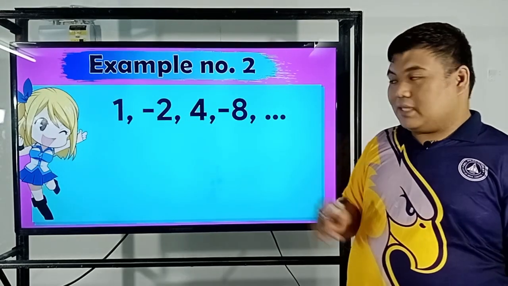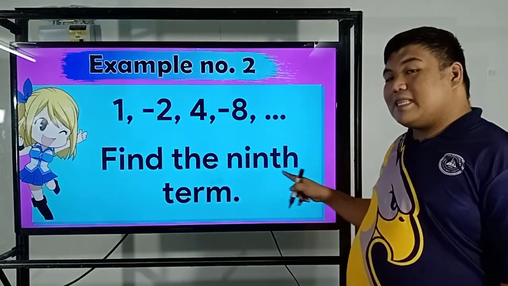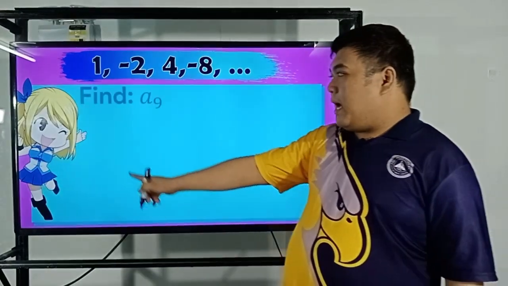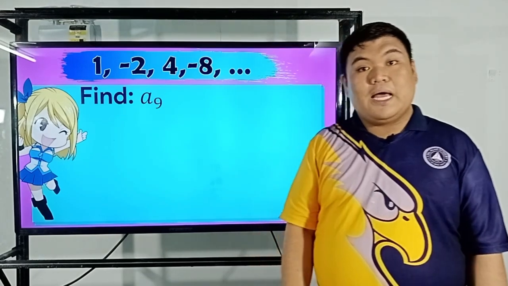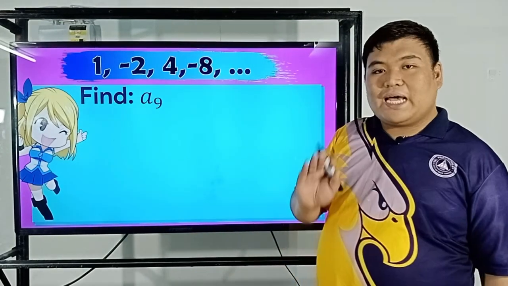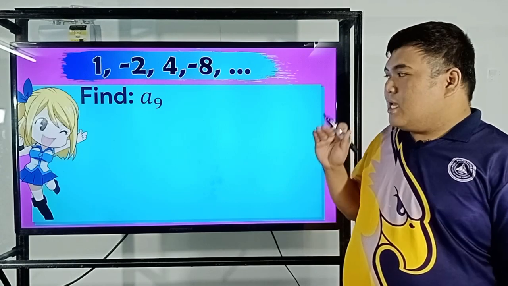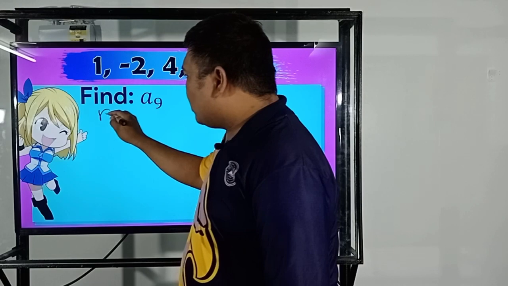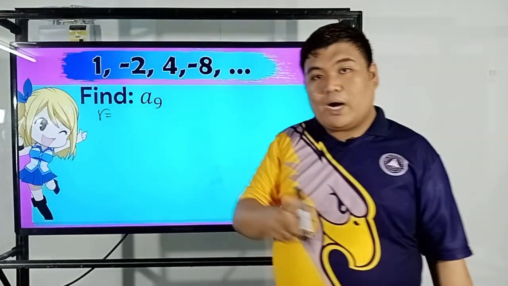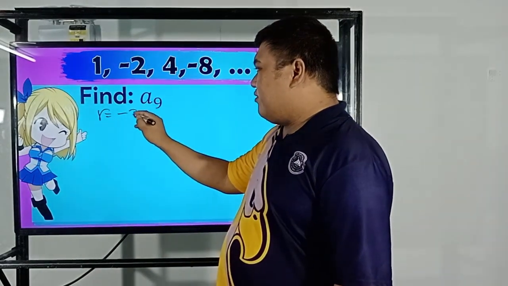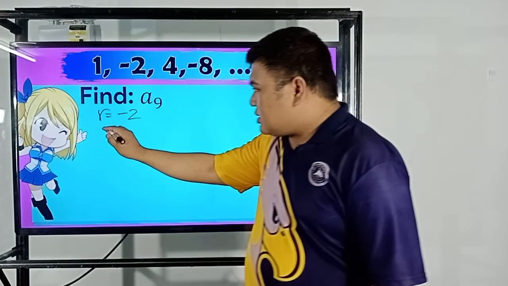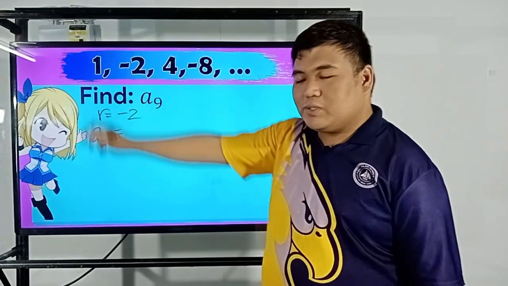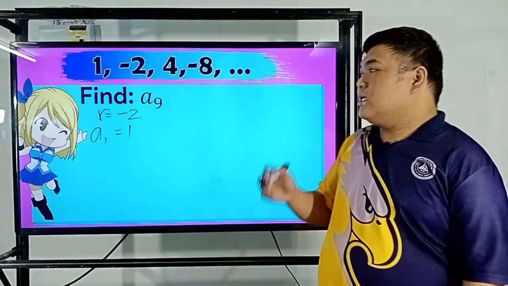Ano daw ang hahanapin? We need to find the ninth term. And the ninth term is denoted by A sub 9. So, given this sequence, hahanapin daw natin si A sub 9. Okay, list down ulit natin yung katulad kanina. Ano yung nakuha natin common ratio? Negative 2 divided by 1. That is negative 2. Next, A sub 1. First term. Ayun, yung unang-una. So that is still 1.